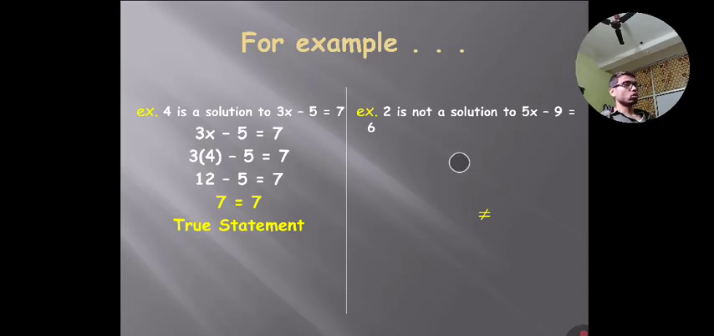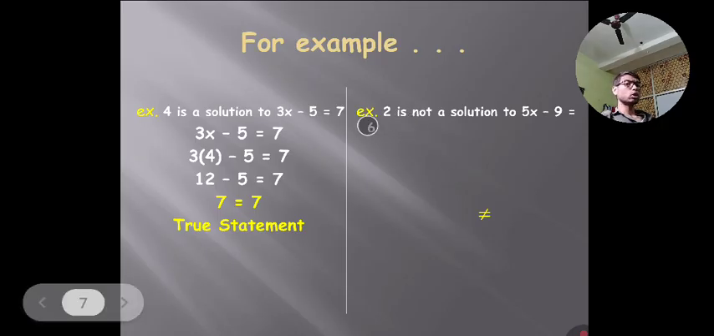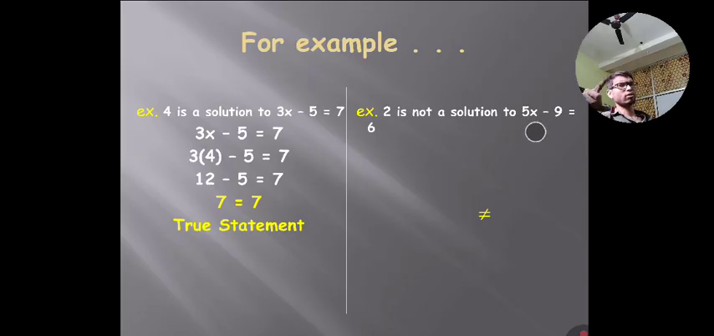Next, in this case, let's see what will happen. 2 is not a solution. It is already telling me that 2 is not a solution, but you have to prove it. Let's prove it. Here remember, we are going to substitute this 2 value in the place of the x variable in this equation. 5 2s are 10. 10 minus 9, 1 is equal to 6. Both are not equal. That's why this is not a solution.